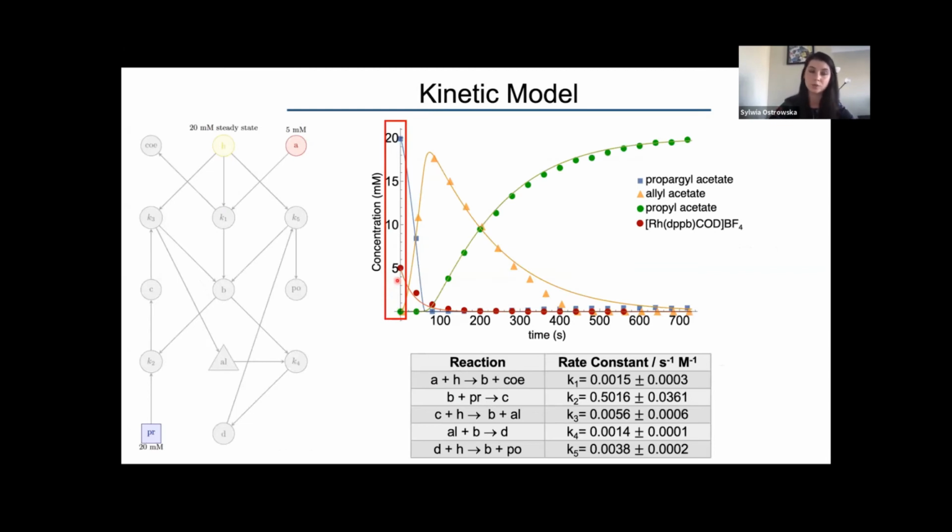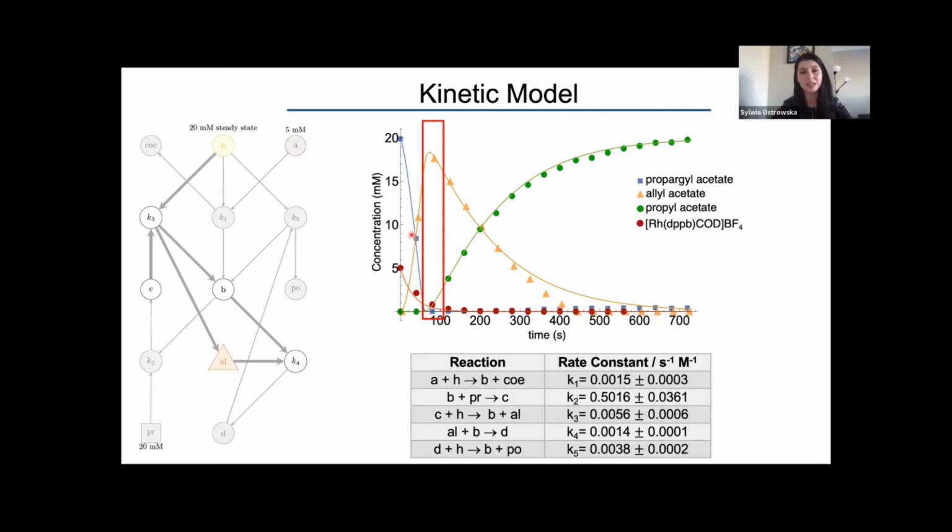Now, moving on to our kinetic model, we have assumed a 20 millimolar steady state of hydrogen and a starting concentration of the catalyst, the unactivated catalyst, to be 5 millimolar, and 20 millimolar of propargyl acetate. So now, also all our reactions were irreversible. So this is our starting situation. And now in the first few seconds of the reaction, we are forming the active catalyst species. And once that species is formed, propargyl acetate gets rapidly consumed. And the rapid consumption of propargyl is reflected in a very fast formation of allyl acetate, which is the first hydrogenation product.